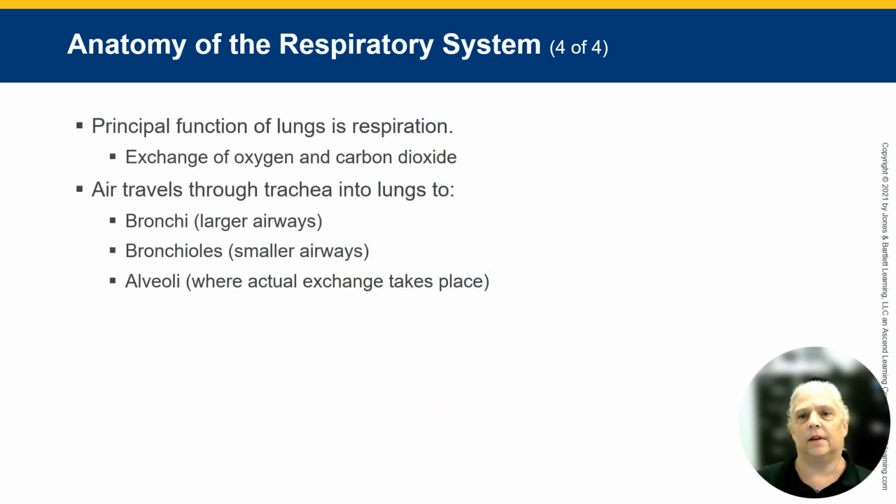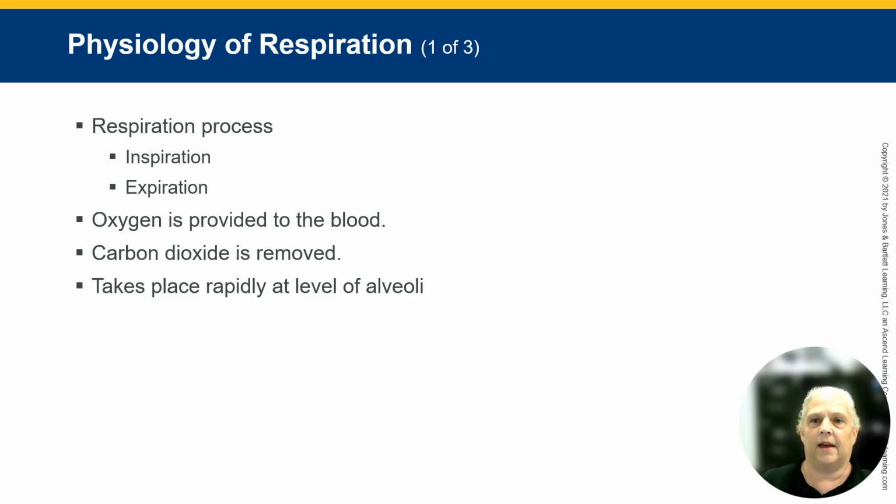The function of the lungs is for respiration, which is the exchange of oxygen and carbon dioxide. Your air is going to travel through your trachea into your lungs and then into the bronchi, the bronchioles, and the alveoli. The alveoli is where the gas exchange actually occurs. We have 2 processes that occur during respiration, inspiration and expiration. During that process, oxygen is provided to the blood and carbon dioxide is removed from it. In healthy lungs, this is going to take place very quickly at the level of the alveoli.